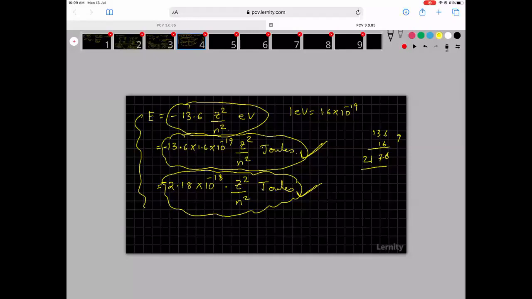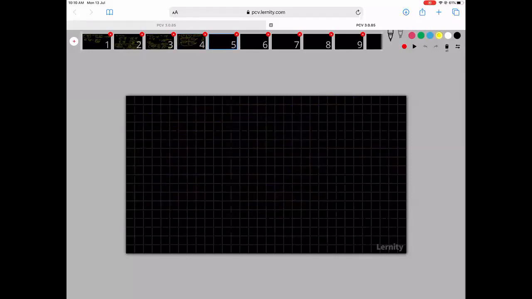Okay, so if this is done, then there is no negative because 1 electron volt is equal to this much, 1.6 into 10 power minus 19 joules. So let me explain to you. So what I am now trying to tell you is that the energy of an electron in any orbit is given by E is equal to minus 13.6 into Z squared by N squared.